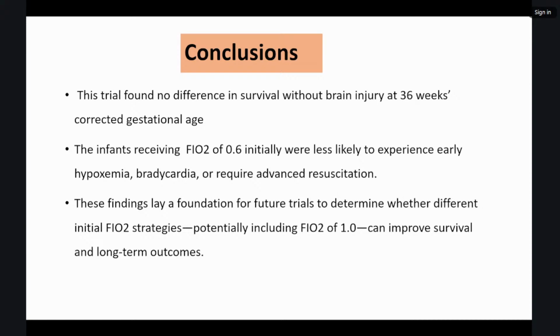And what they've shown was that the neonates who were resuscitated with 100% oxygenation had less mortality compared to the lower oxygenation use, that is 30% and 60%. Based on this, the NRP has brought out changes in the recent 9th edition.